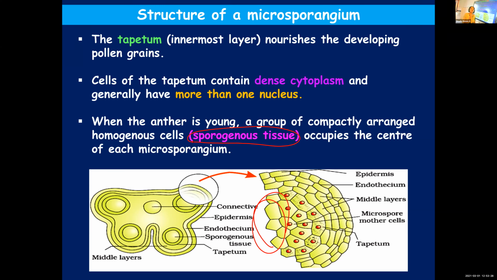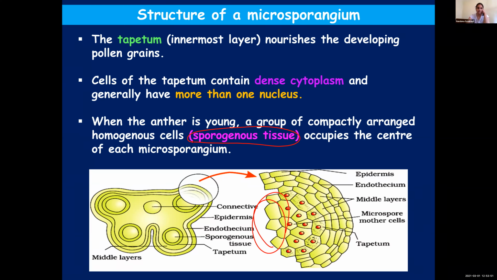Guarded by these 4 layers, at the center, there are some similar, compactly arranged cells. You call this particular group of cells sporogenous tissue. You find it at the center of each microsporangium. Okay, children, have you understood till here?